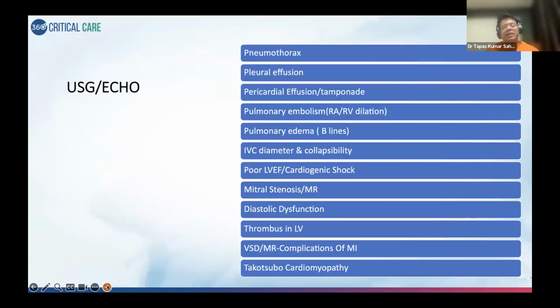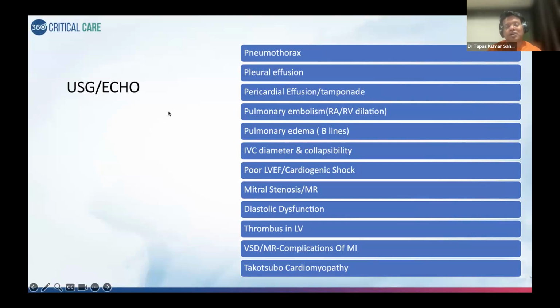Now next one would be detailed ultrasound and echo. Definitely it is not possible to explain so much ultrasound and echo, but these are more or less the domains that can be asked from POCUS: pneumothorax, pleural effusion, pericardial effusion or tamponade, pulmonary embolism, RV dilatation, pulmonary edema, IVC diameter and collapsibility, poor LVEF, that is systolic dysfunction, cardiogenic shock, mitral stenosis, mitral regurgitation, diastolic dysfunction, diaphragmatic dysfunction.